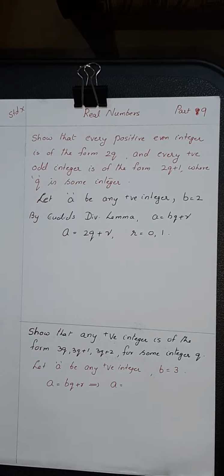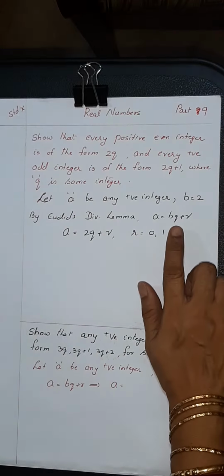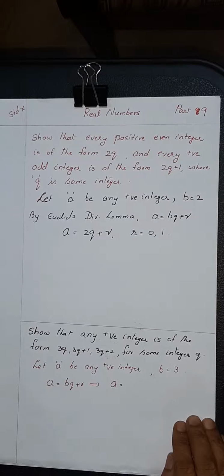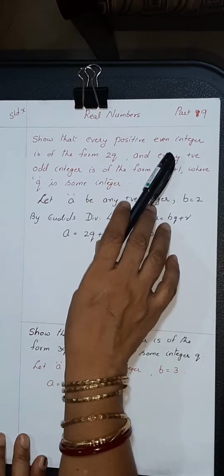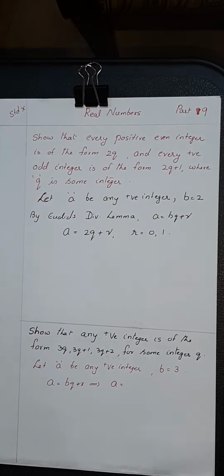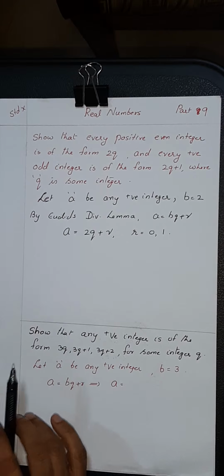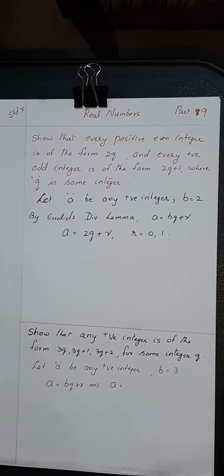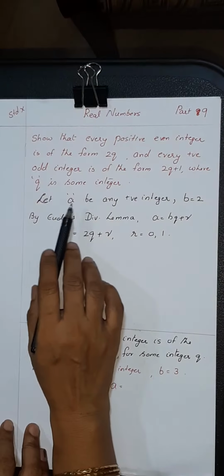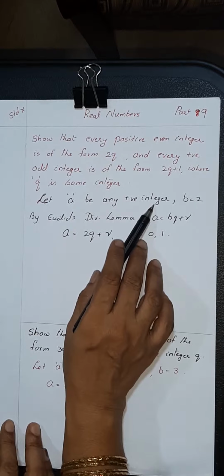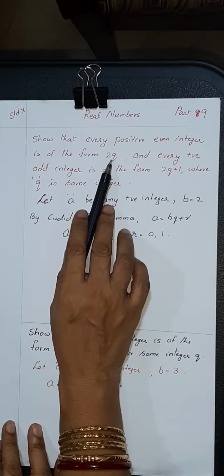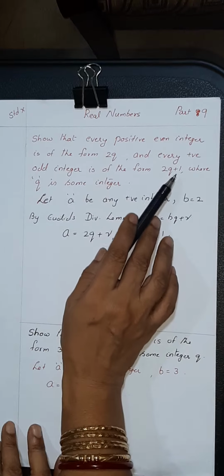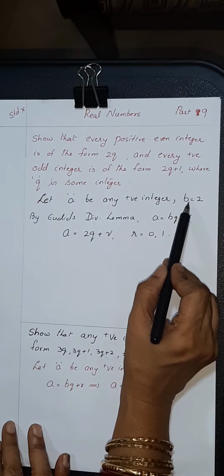Any integer can be written in the form a equal to bq plus r, where 0 is less than or equal to r less than b. We have to prove here that every positive even integer is of the form 2q and every positive odd integer is of the form 2q plus 1, where q is some integer. Let a be any positive integer. Even is 2q and odd is 2q plus 1, so here we will assume b is equal to 2.